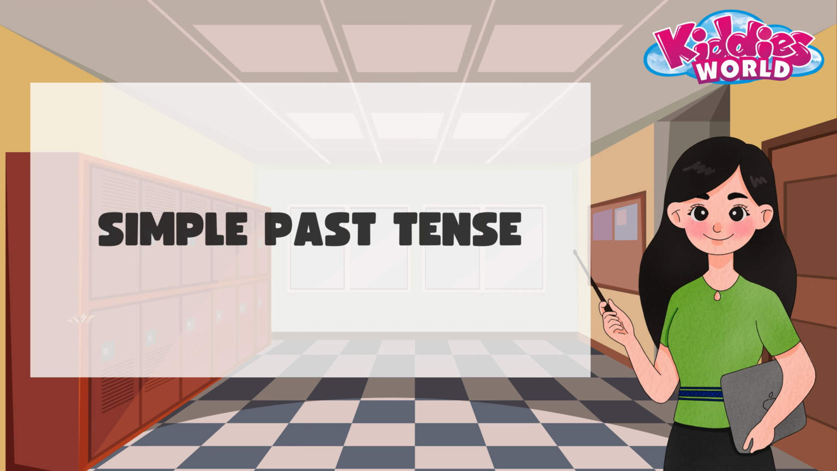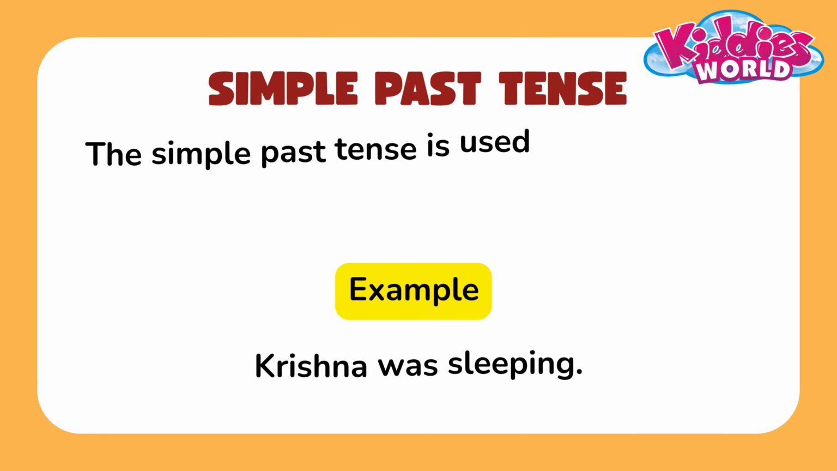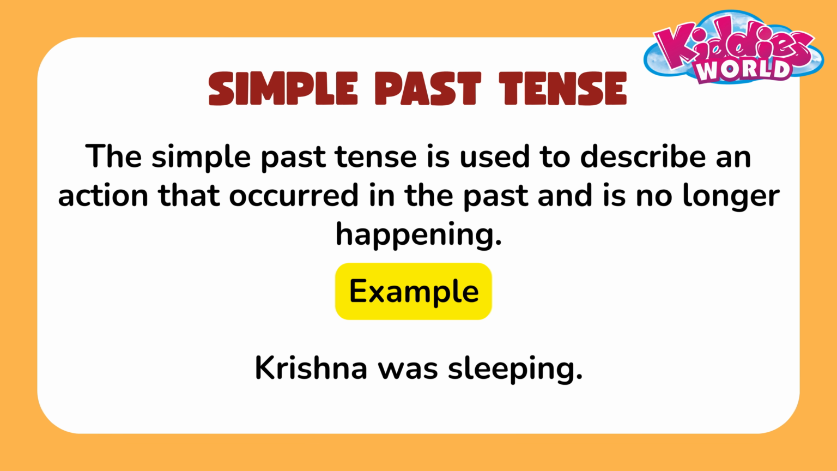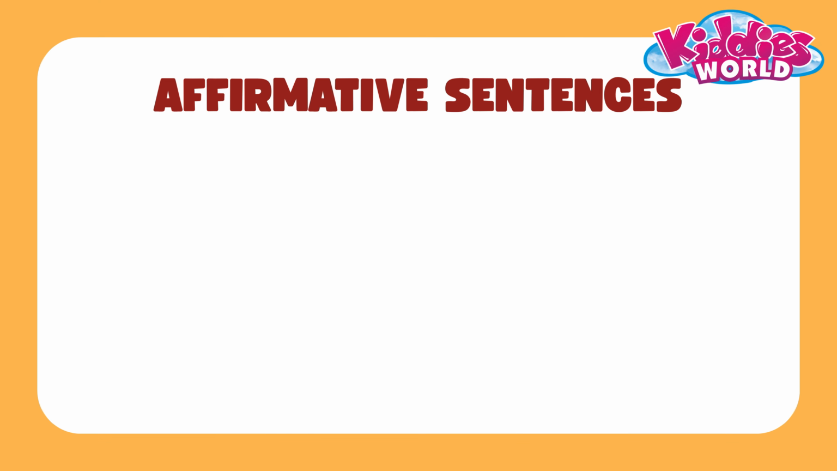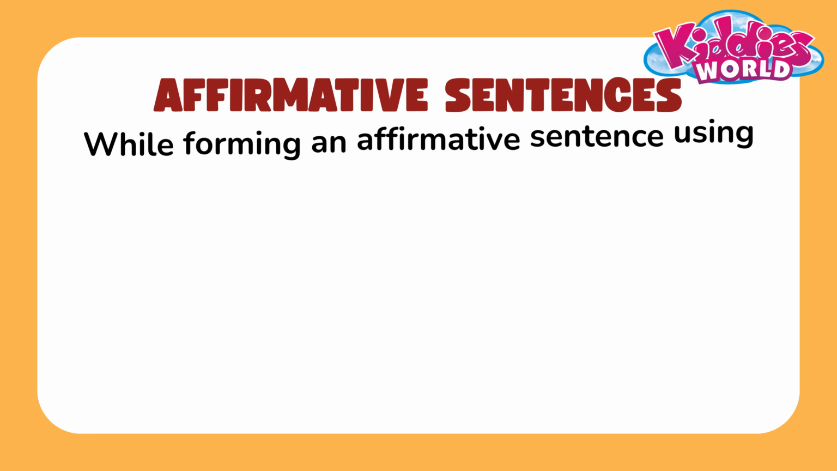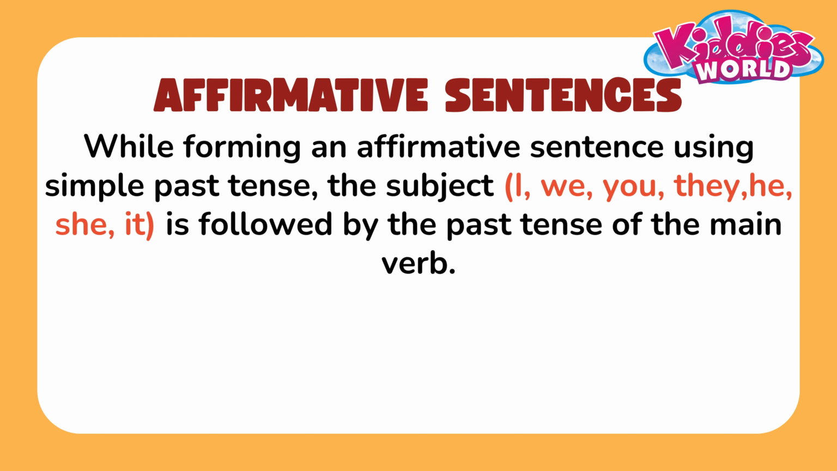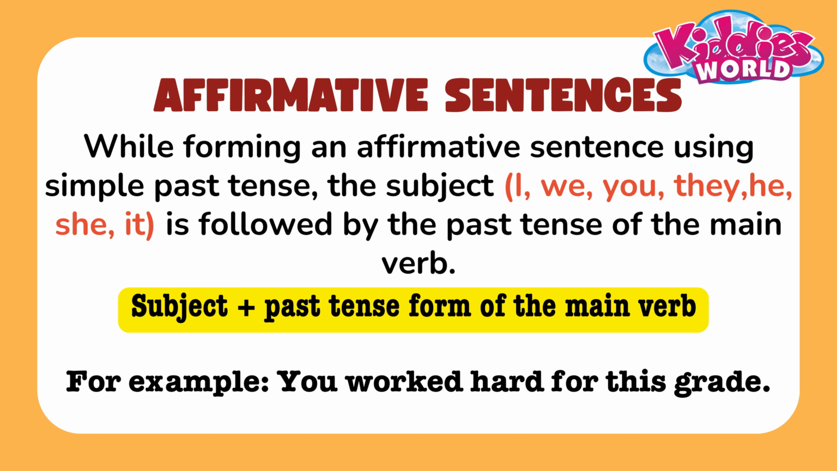Simple past tense. The simple past tense is used to describe an action that occurred in the past and is no longer happening. How to use simple past tense with different sentences. Affirmative sentences. While forming an affirmative sentence using simple past tense, the subject I, we, you, they, he, she, it is followed by the past tense of the main verb. Check the form and example.